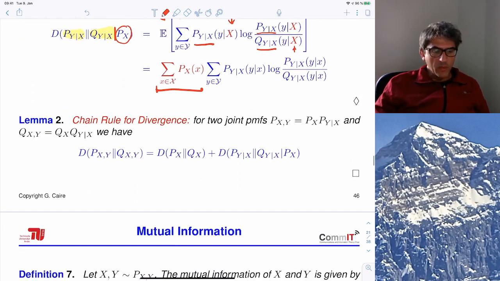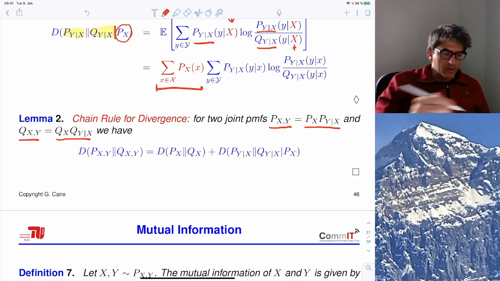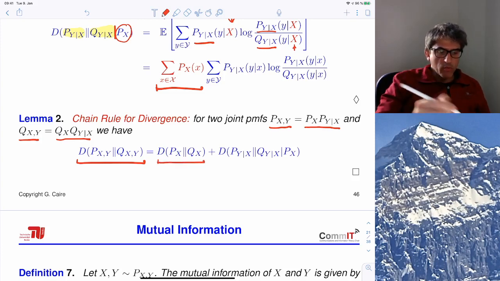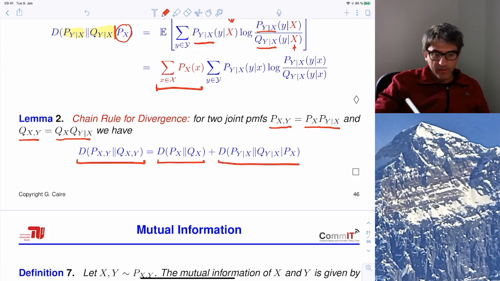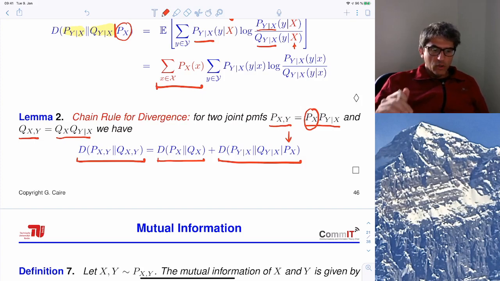And when we have two joint PMFs, P of x and y, developed as P of x times P of y given x by the telescopic rule, and Q of x and y, again developed with the telescopic rule, we can use the chain rule for divergence and calculate the divergence of the two joint PMFs as the divergence of the two marginal distributions for x plus the conditional divergence of P of y given x and Q of y given x, where the averaging is with respect to this marginal, which is the one that appears in first position in the divergence. Okay? Good.